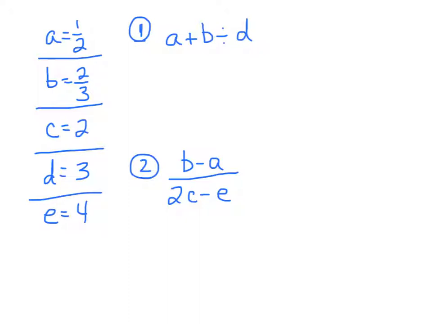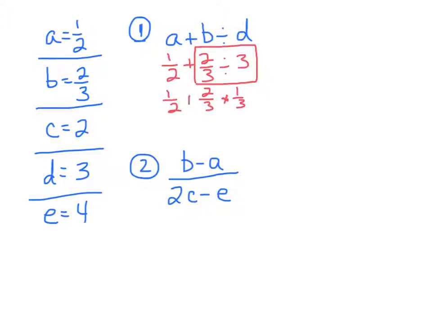Okay, for the very first problem I am just going to replace what these letters stand for. So A is equal to 1/2, so I have 1/2 plus 2/3 divided by 3. Remember that you do have to follow my dear Aunt Sally rules. So the very first thing I need to do is 2/3 divided by 3.